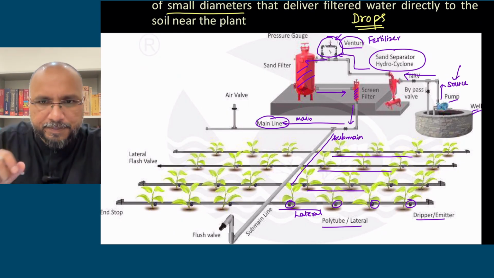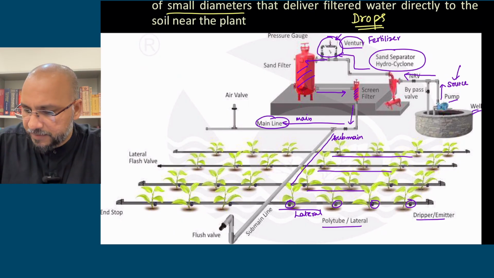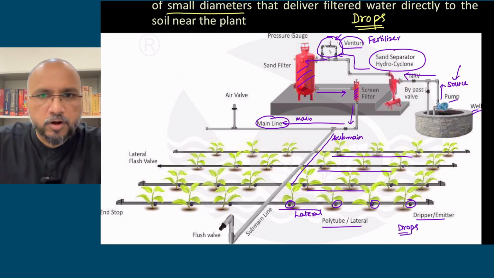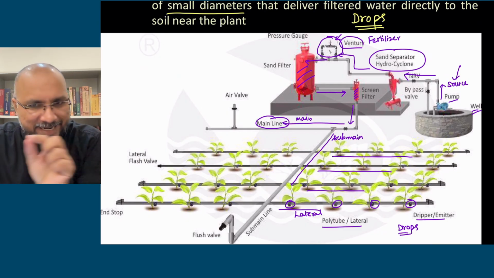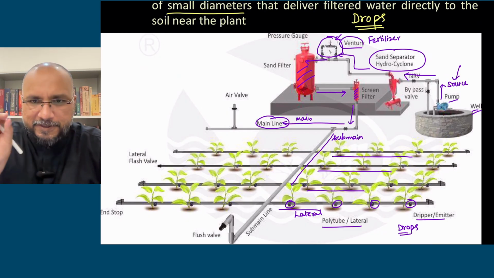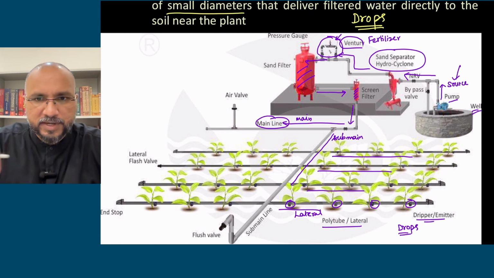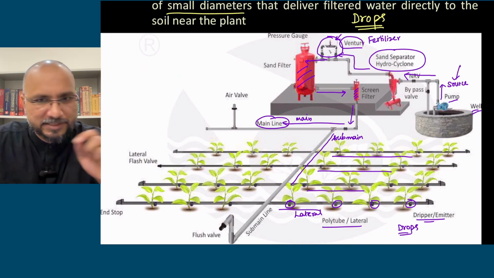Usually they are inside the pipe. Okay, so from here small drops of water will fall onto the surface near the plant in the form of drops. Now on these laterals, the emitters or drippers will be placed at a particular distance.